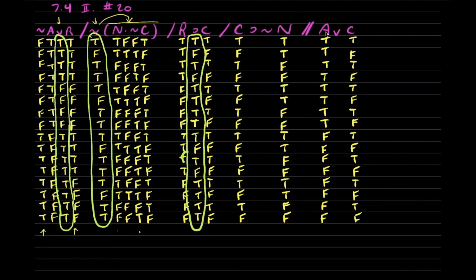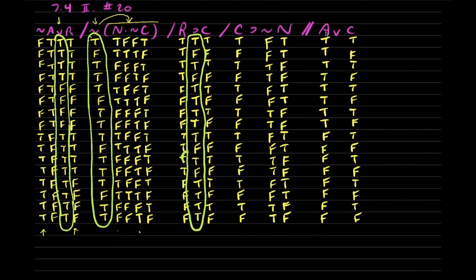Okay. For the fourth premise, we need to figure out the value of that negation symbol before we can figure out the value of the horseshoe. And that's just going to have the values opposite of the values for N. So if N is true, that negation will be false. And if N is false, that negation will be true. And vice versa. So false, false, true, true, false, false, true, true, false, false, true, true.